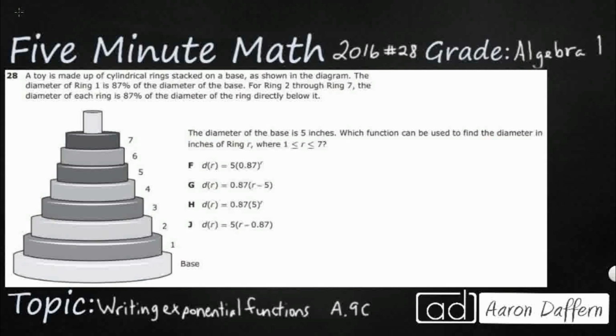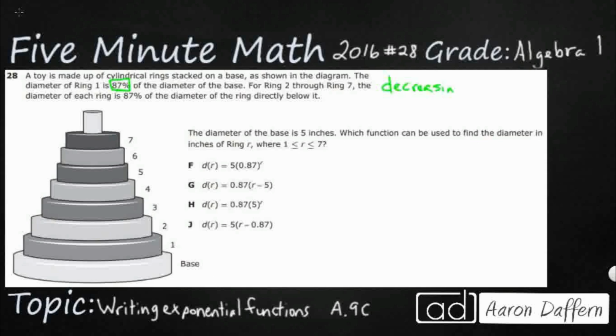So we have a toy here that is made up of these cylindrical rings. And as we can see here, the diameter is getting smaller as you're moving from the base up to ring 7 here. And it's 87% of the diameter of the base below it. So really, they've already kind of done the hard work for us.